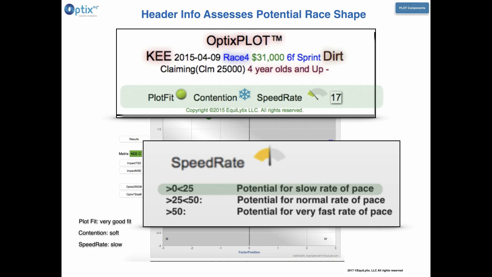Could be a horse sitting right off of them, or it depends on how much pressure the other horse wants to apply. That's when you start getting into the run styles of horses, and we'll get into that.